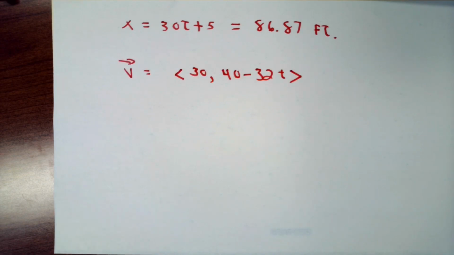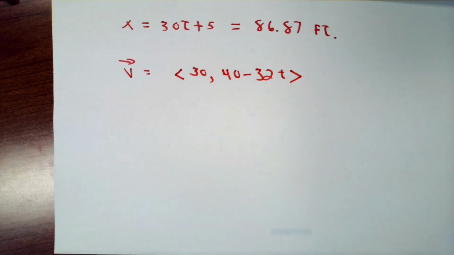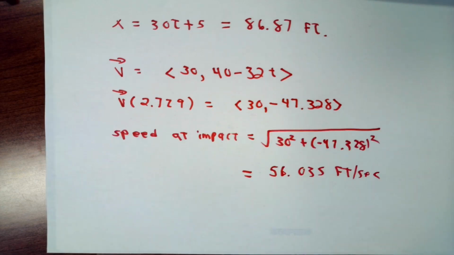If I take the derivative of my vector-valued function that describes the motion, I find out that the velocity vector is 30, 40 minus 32t. When the object hits the ground, its velocity vector is 30, negative 47.328. At the moment the object hits the ground, it's traveling at about 56.035 feet per second.